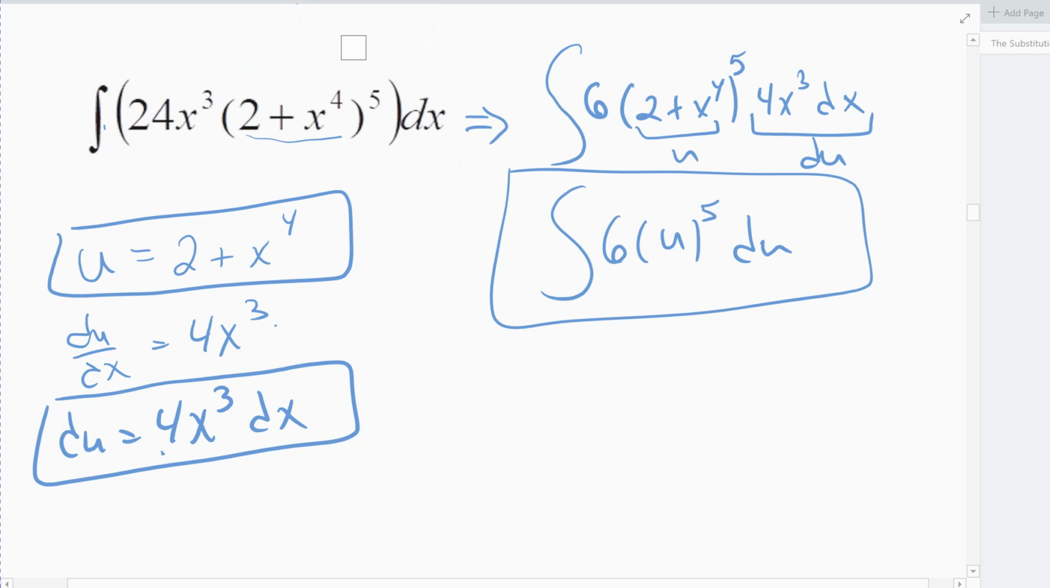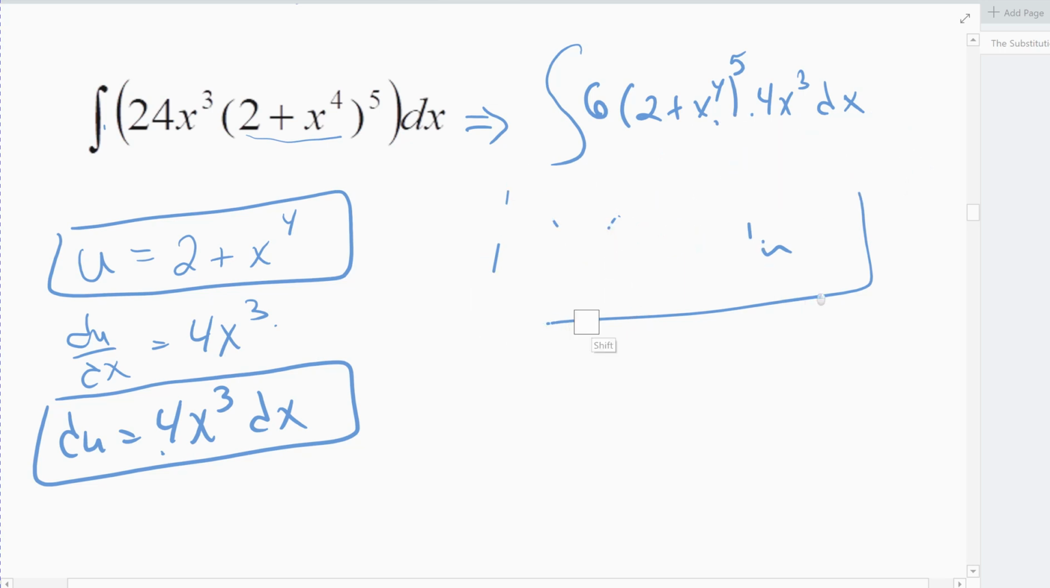It's going to be the same method that I used in the previous example. I'm going to get back to the 6u to the 5th, so that's one way you can do it. If you're comfortable with this method, it's one way to go. If you're not comfortable with factoring like that, you can use the same method that I did in the last video example. This will always work. You can always solve for dx.